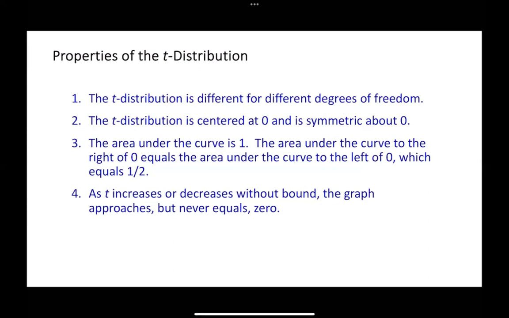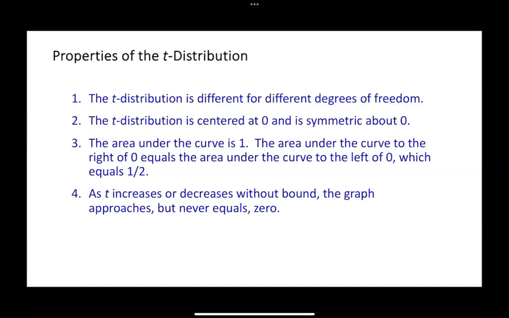T-distribution is different for different degrees of freedom. Degrees of freedom is just basically your sample size. It's a little more complicated than that, but we're just going to call it sample size. Don't go any deeper. So in our case, degrees of freedom is your sample size. Our t-distribution is centered at 0 and is symmetric about 0. You're not being tested on this. I'm never going to ask you to repeat this, just giving you an idea.